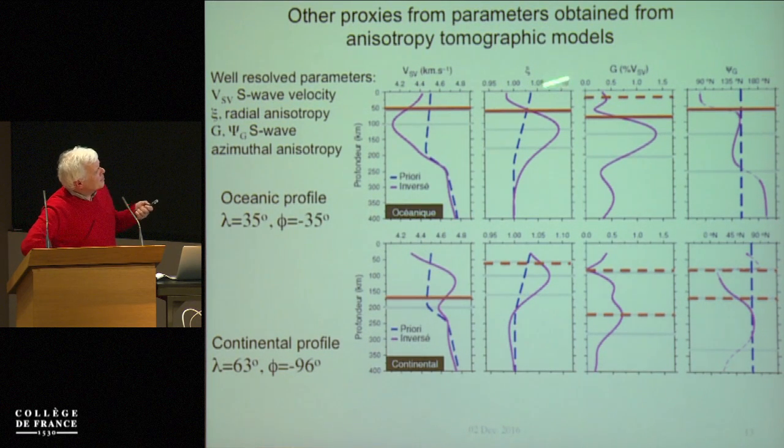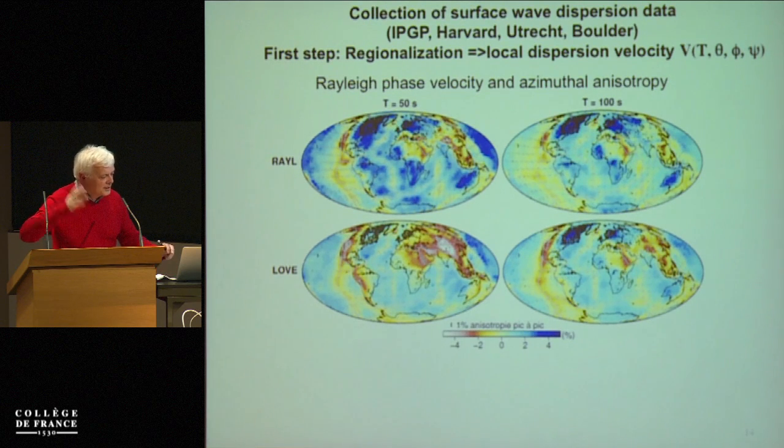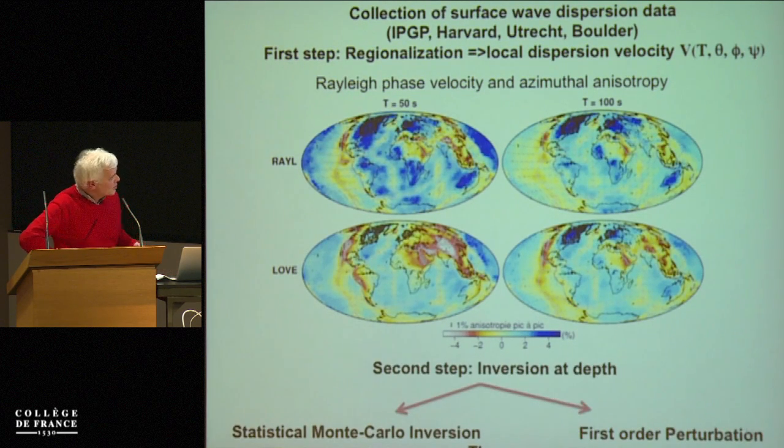So I will now show the results for the oceans, and we make a compilation, as did many other people, of published data from IPGP, Harvard, Utrecht, Boulder, and so on. What we usually do, as was previously shown, is to invert for the Rayleigh wave phase velocity and azimuthal anisotropy. We don't see azimuthal anisotropy very well, but it is also inverted. I don't want to detail that; Eric and Anna showed a lot of results about it. In the second step, we use both approaches: the statistical approach, Monte Carlo inversion, and first-order perturbation theory.